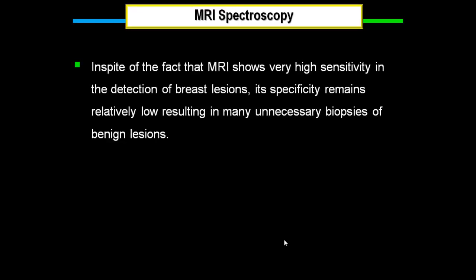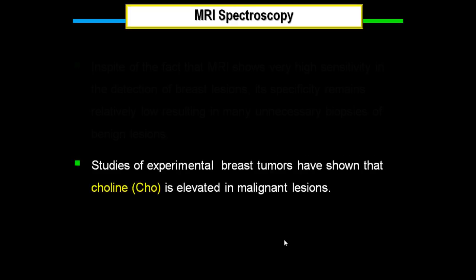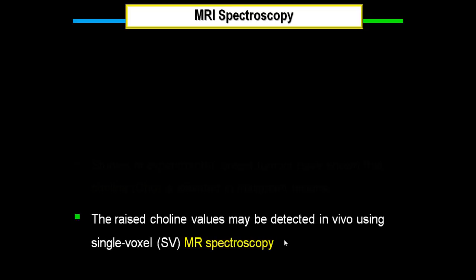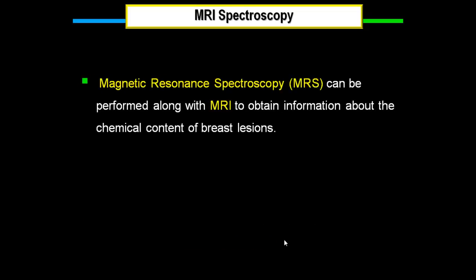Another option on MRI which improves the specificity of MRI is MRI spectroscopy. In spite of the fact that MRI shows very high sensitivity in the detection of breast lesions, its specificity remains relatively low, resulting in many unnecessary biopsies of benign lesions. Studies of experimental breast tumors have shown that choline is elevated in malignant lesions. The raised choline values may be detected in vivo using single voxel MR spectroscopy.